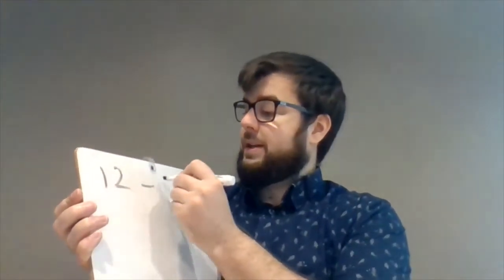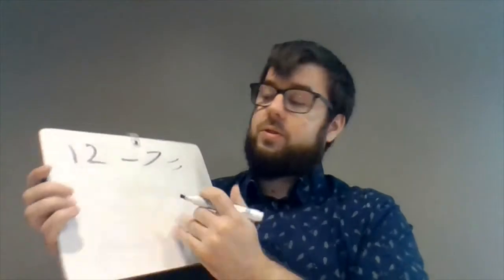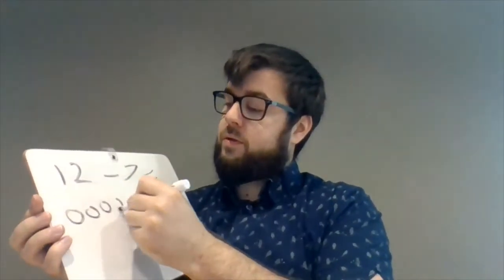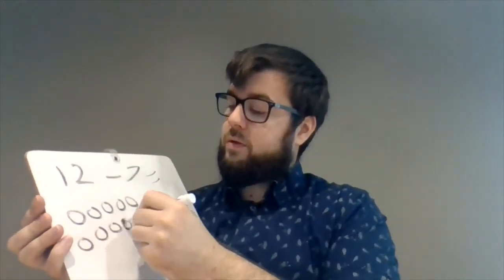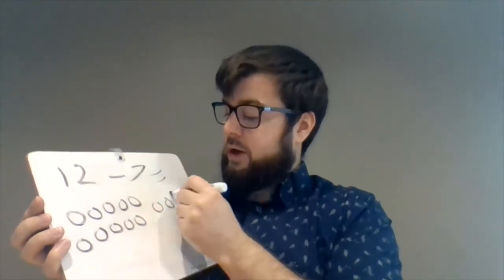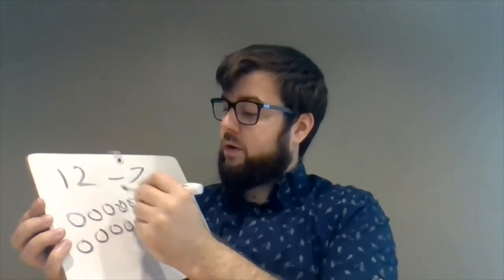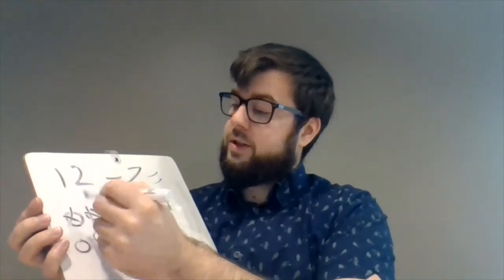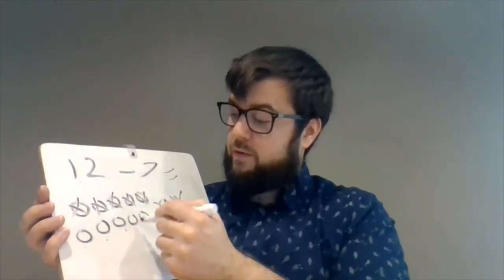So please pause the video here so you can solve it yourself. Make sure you draw a picture because that shows your work. Okay, so you have 12 minus 7. So you draw 12 circles, and then 1, 2, 3, 4, 5, 6, 7. So the answer is 1, 2, 3, 4, 5.